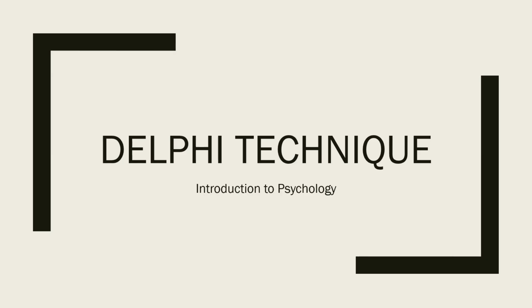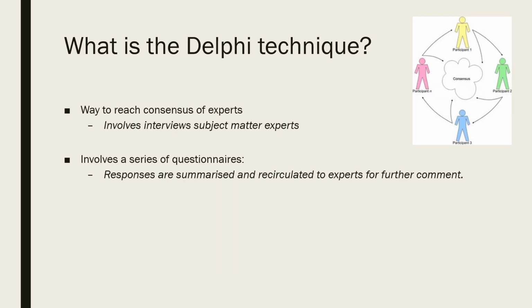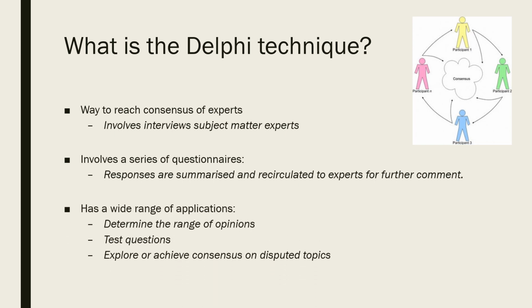In this video, I will summarize one of the commonly used qualitative research methods, the Delphi Technique. The Delphi Technique is an iterative process. This means that it involves a series of questionnaires with the aim of getting subject matter experts to reach consensus. It is a survey method that is popular in many disciplines, including psychology, and can be used to determine the range of opinions on particular matters, test questions, and explore or achieve consensus on disputed topics.